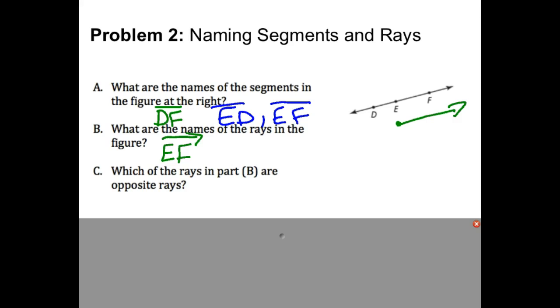Now, that isn't the only ray that's going off of E. If you look, you could also say from E over to D is also a ray, but notice when I name this one, I'm going to say E because it's the endpoint, and then D because it's the direction it's going in. That's 2 rays. Let's move on to the next question. I'll have you come back and finish this one up in a little bit.